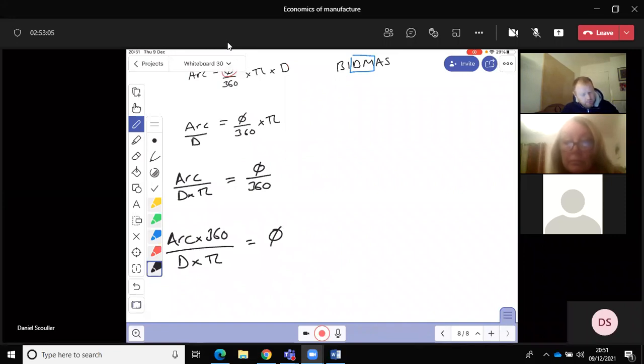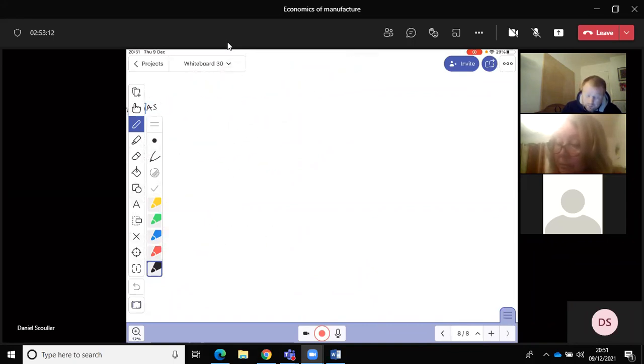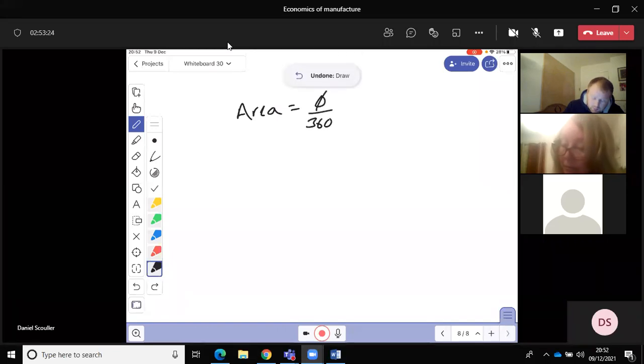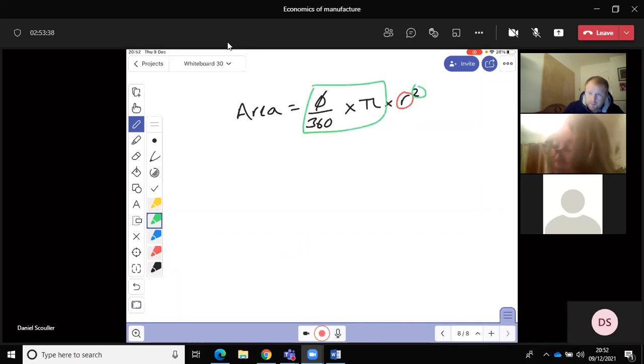Just before we go, I'll do it so we can look at r squared. So we've got our other equation, which is area equals angle over 360 multiplied by pi multiplied by r squared. If the question asks you to find r, you need to move all of this and this over.